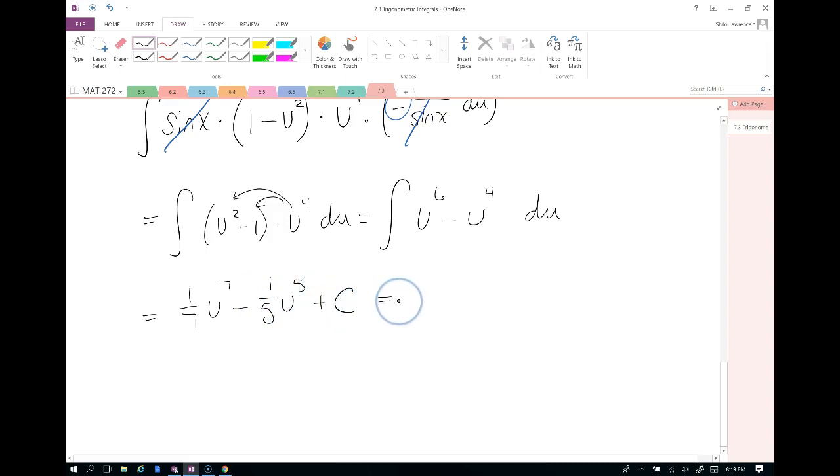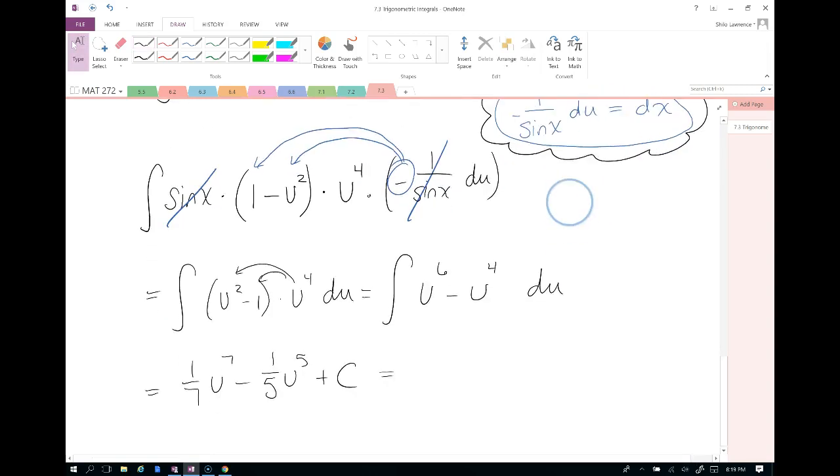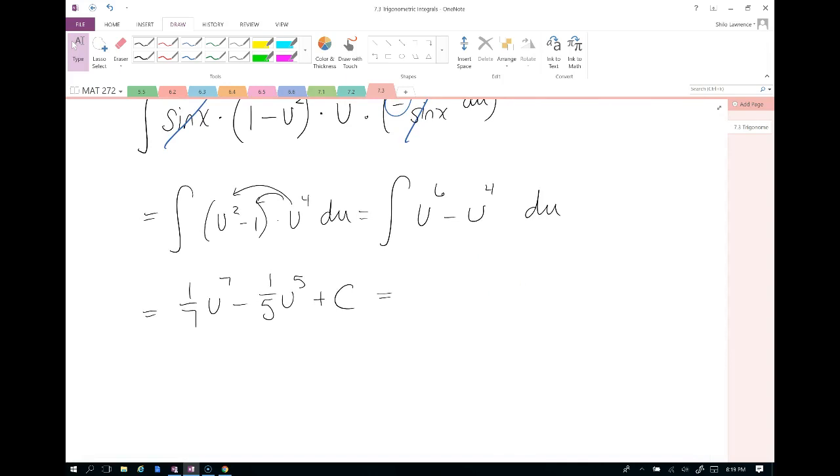And the last thing you have to do is plug back in what you said the u was going to be. So it's important that you write this stuff down because you're going to have to refer back to it later. We said u was cosine. So I need to go back here into my answer and replace my u's with cosines. So 1/7 cosine x to the 7th minus 1/5 cosine x to the 5th. That is our antiderivative.